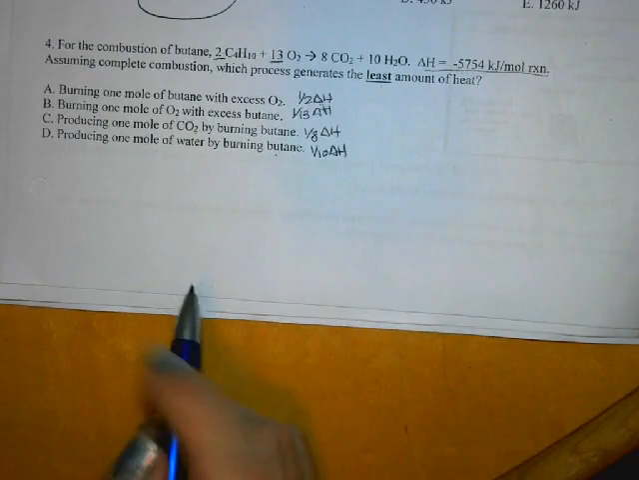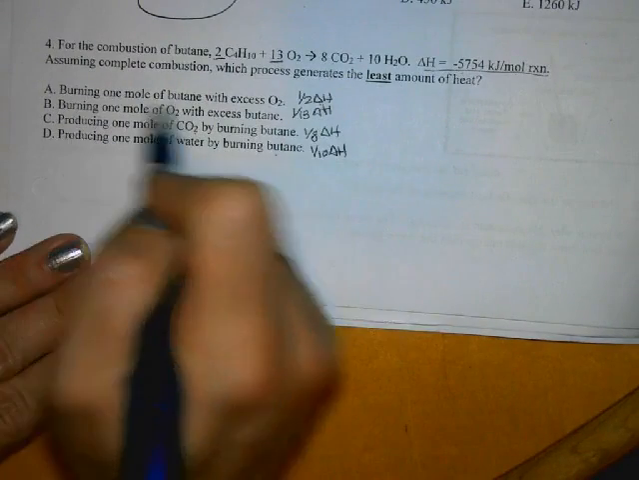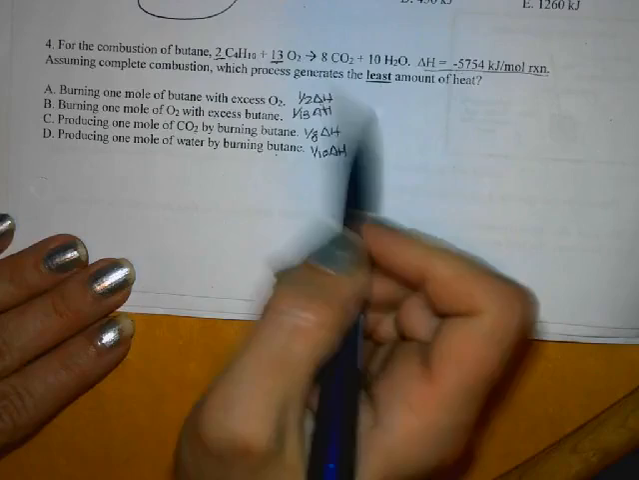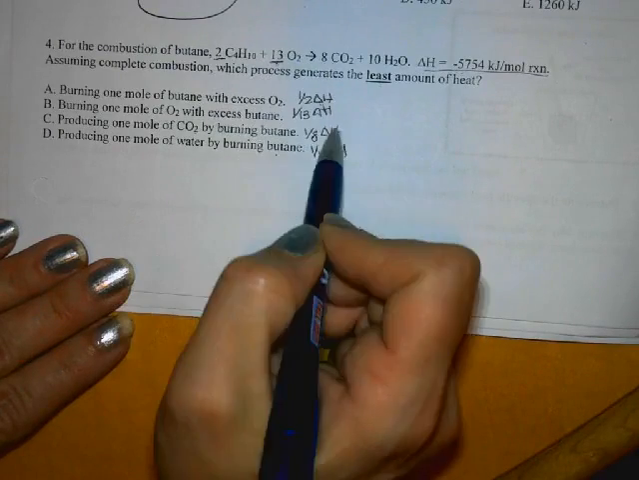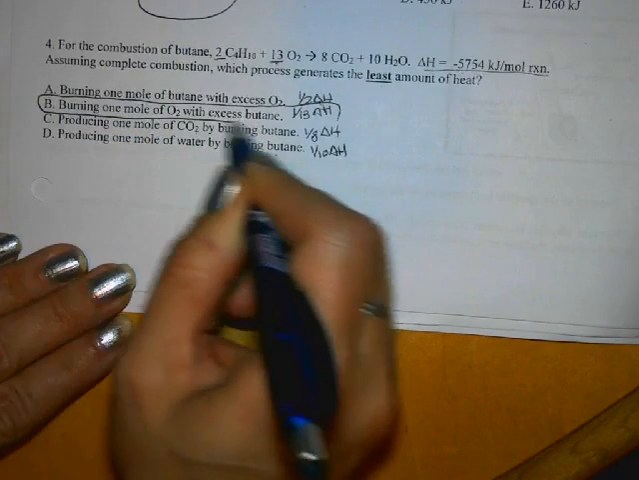So which process generates the least amount of heat? For sure, limiting our water, I mean our oxygen, because it requires them most. So I'm going to choose B, and I hope you guys are okay with that because that one makes sense. Okay, I'm going to post this one and go on to page 2.